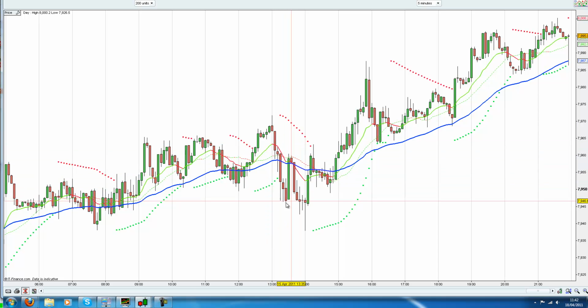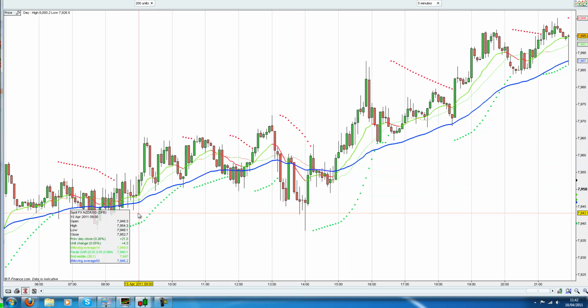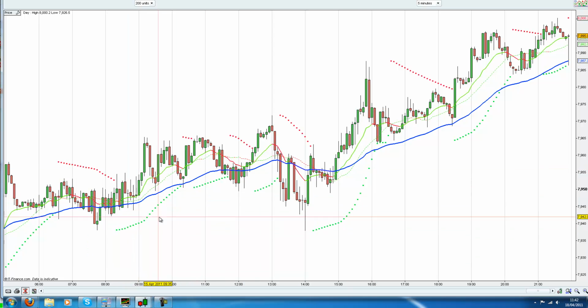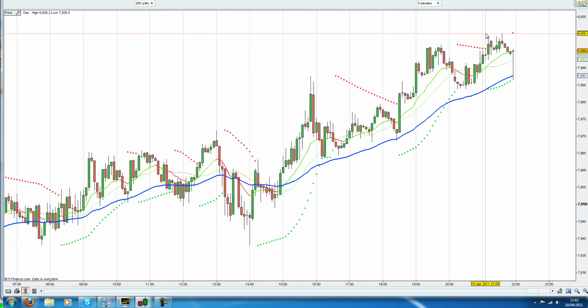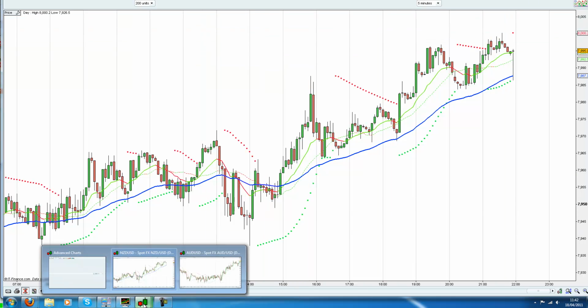So even though we have got a signal in the other way, we stick with our first signal we get, because we know the trend is really strong for the upside, and we would have taken 30 pips off the New Zealand US dollar.